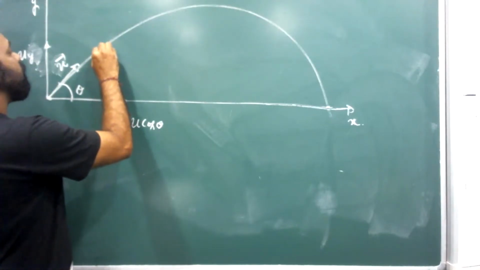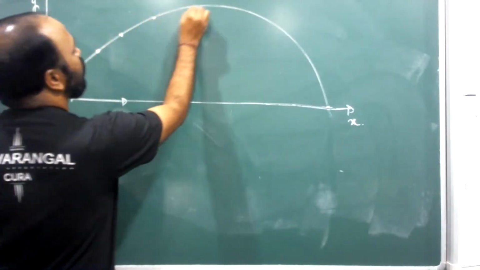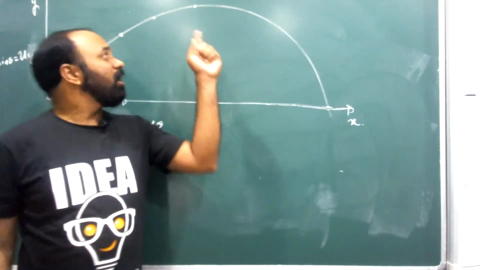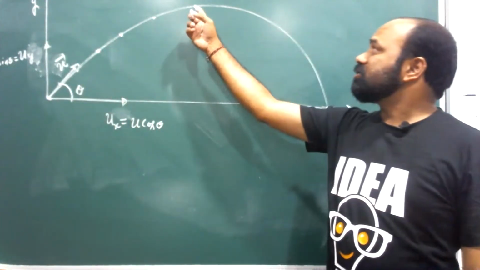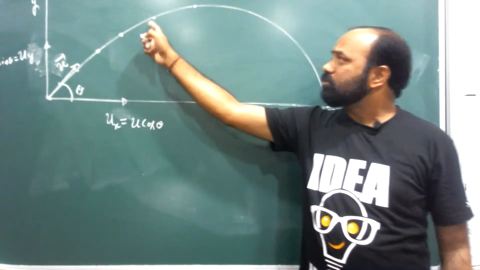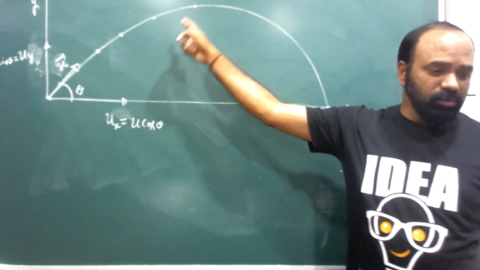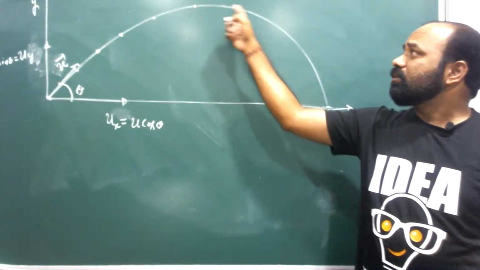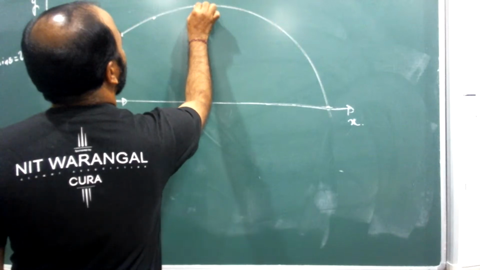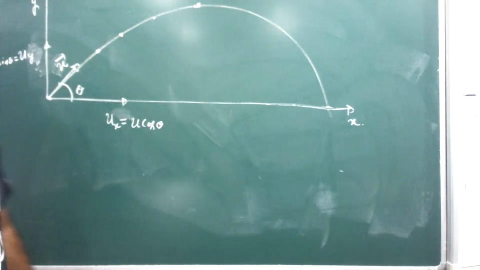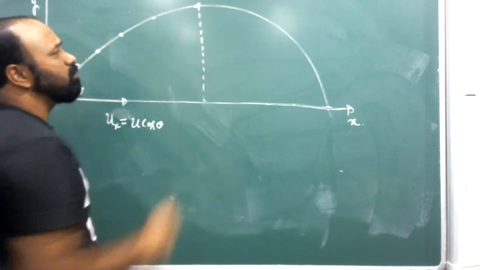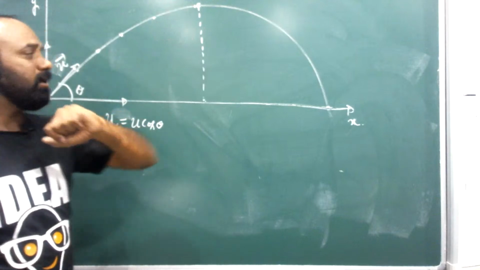Now see, here we have different points. Till this point, the body is moving in the upward direction. After that, the body will change direction and come back downward. Till this point it is moving upward; after that, the body changes the direction of the velocity. This particular point is called the maximum height.